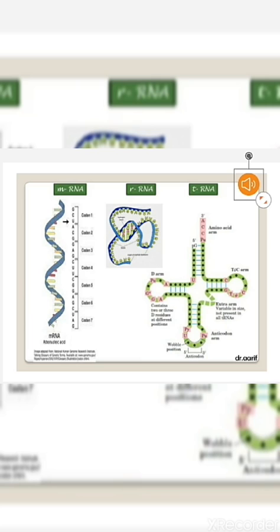Different RNAs are given: messenger RNA, transfer RNA, and ribosomal RNA. These structures are mentioned here. But for this purpose, these are not important. We must know that since RNA is very important for protein synthesis, it's very true that without DNA, RNA also cannot carry out protein synthesis.